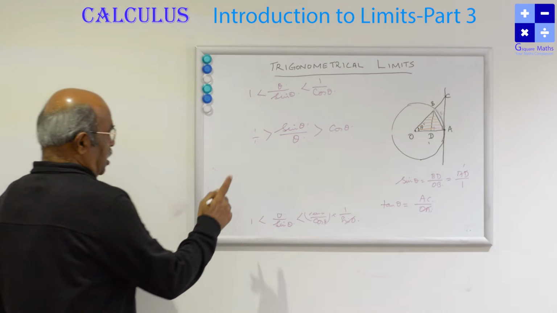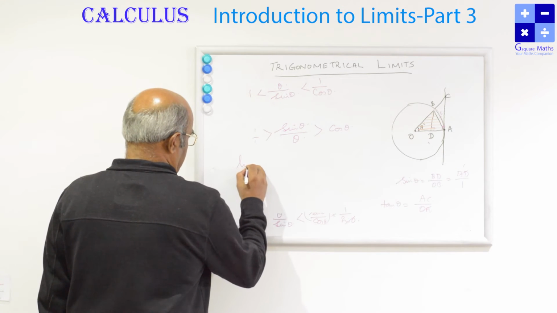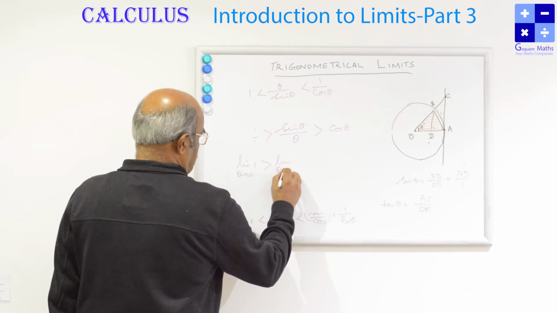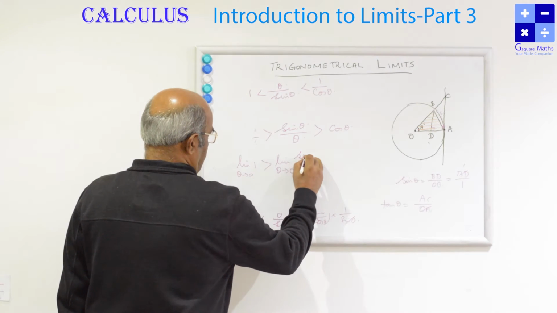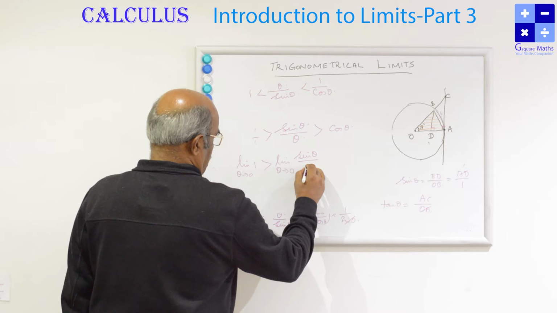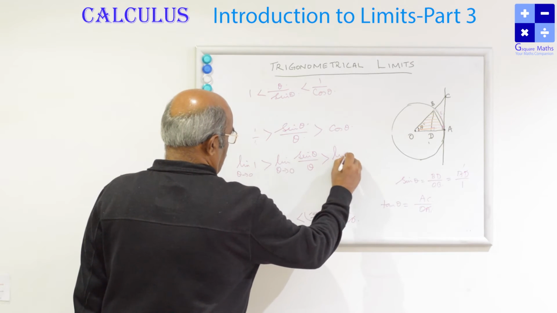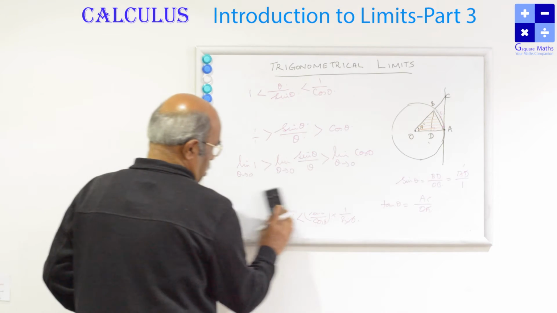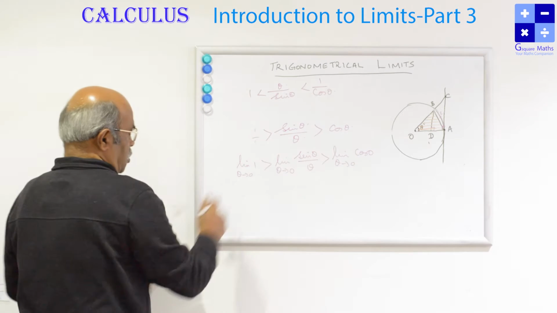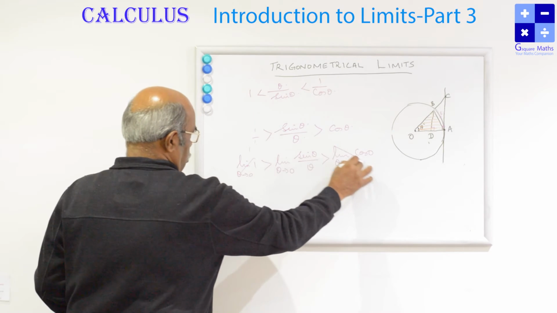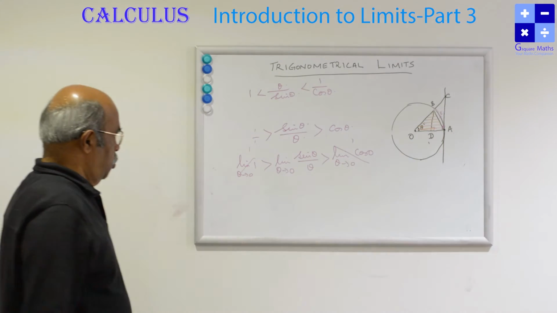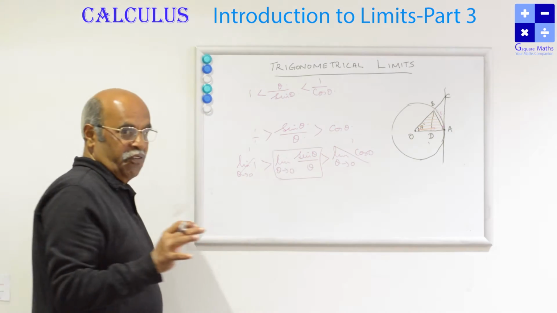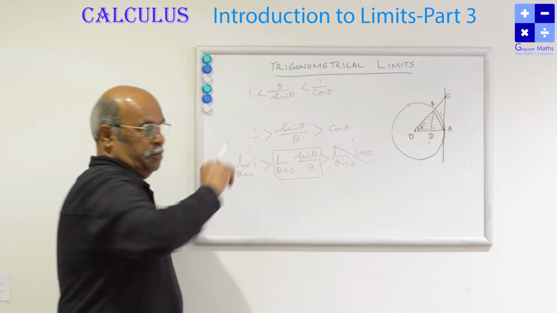Now see, we are going to take the limit. Take limit theta tends to 0 of 1, limit theta tends to 0 of sin theta by theta, limit theta tends to 0 of cos theta. This value is 1, this value is 1. So the required limit which we want to find out is sandwiched between two equal values.